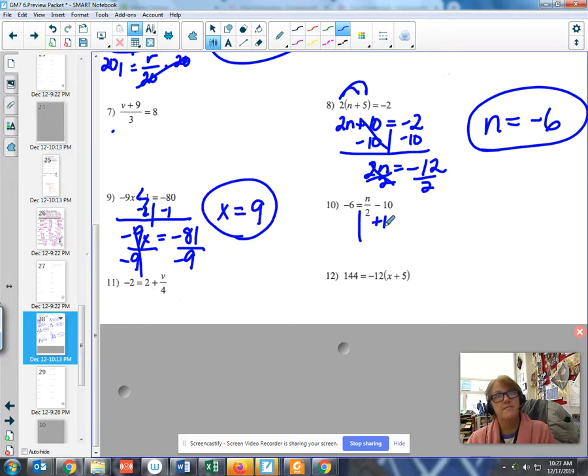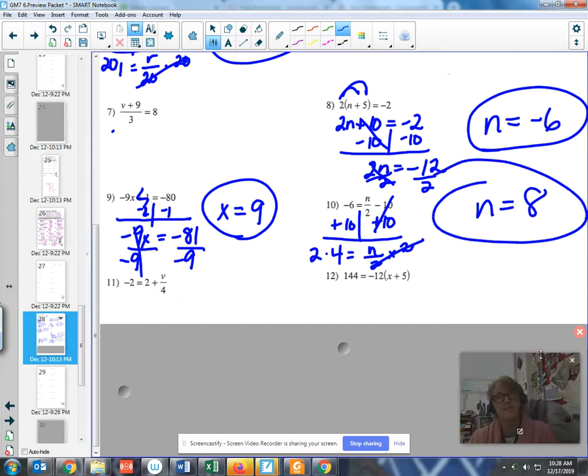On number 10, your first step is to add 10 to each side. You get n over 2 equals 4. To counteract that division, multiply each side by 2, and you should get n is 8.